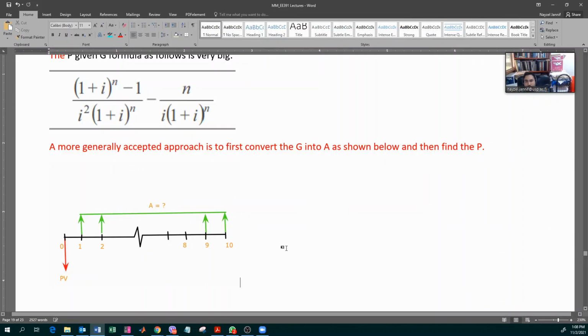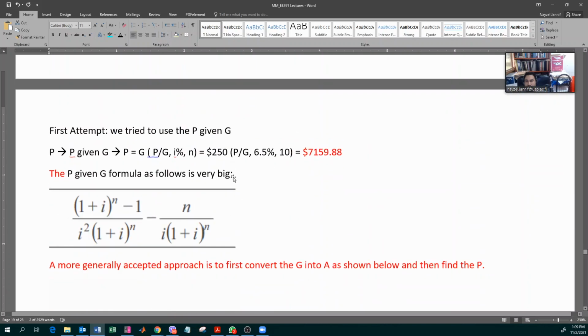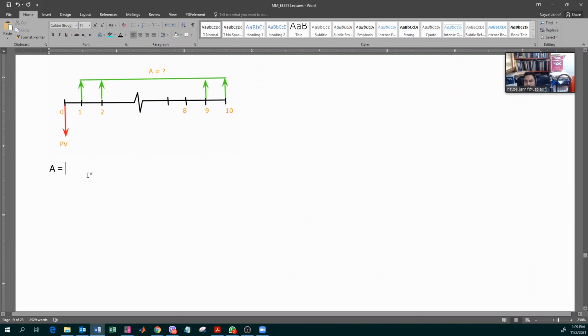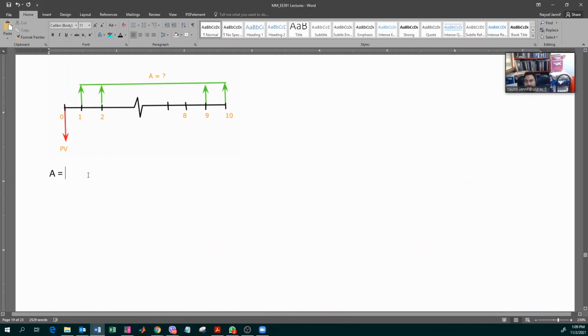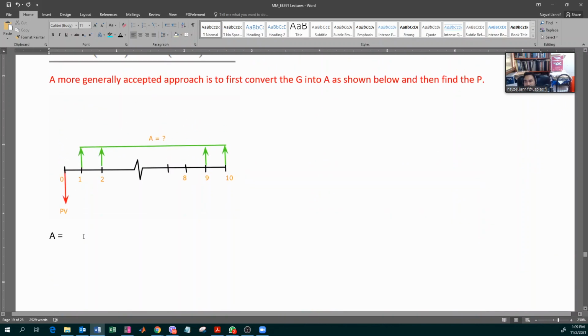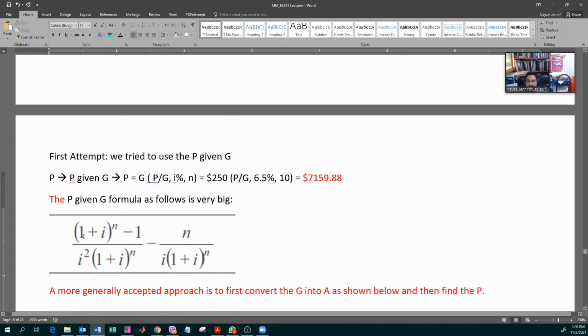All right. So what formula would we use over here to convert the G into A? How do we find the A? Anyone? What would we use here? What formula would we use? Yes, we would use A given G. Yes, that's right. Thank you.